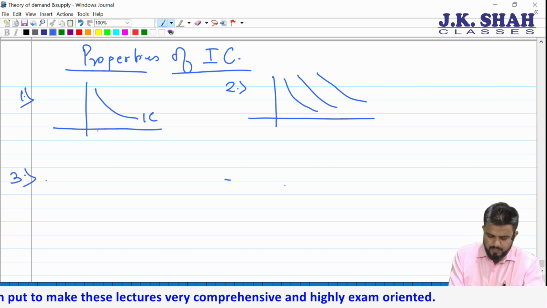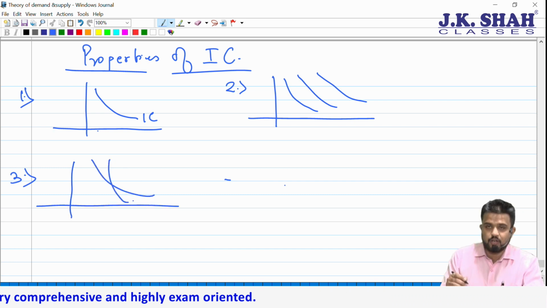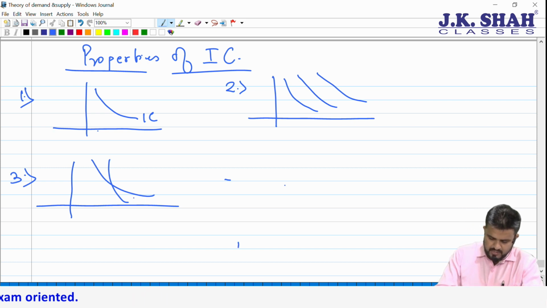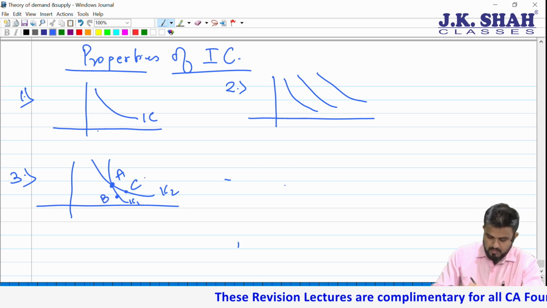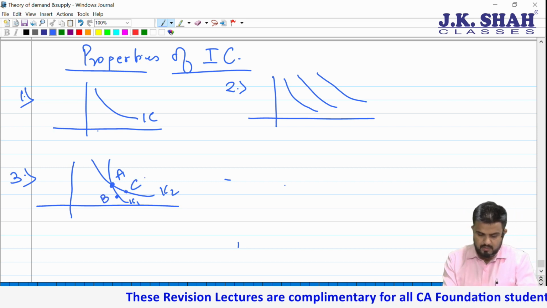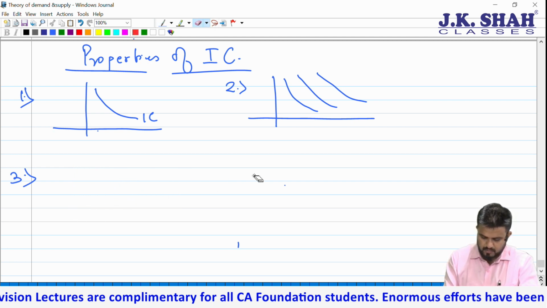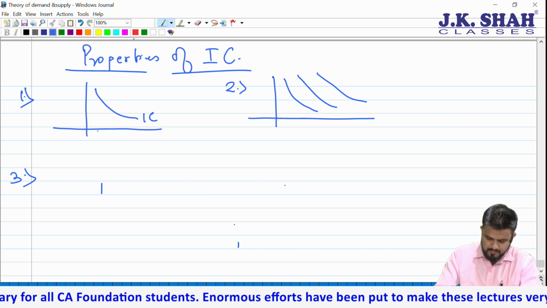Your third property, two indifference curves cannot intersect each other or will never intersect each other. Like this is IC1, this is IC2. If you observe in this, I will increase the font size.